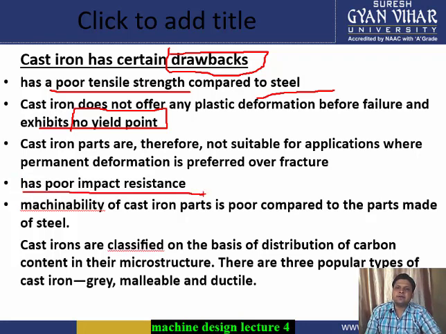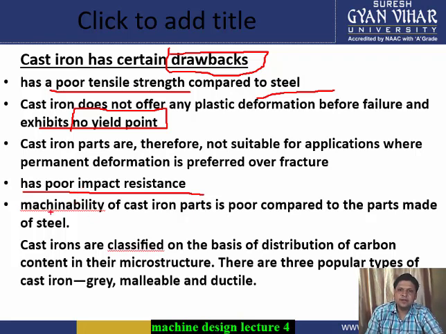It has poor impact resistance. Means if a high impact load, which is coming at very high velocity, that is known as impact load. And if this type of high velocity, high speed load strikes cast iron, then it cannot sustain that particular load. So it has poor impact resistance.